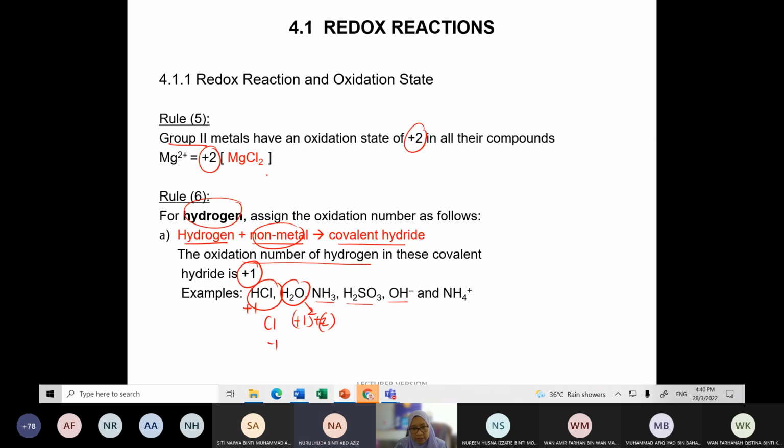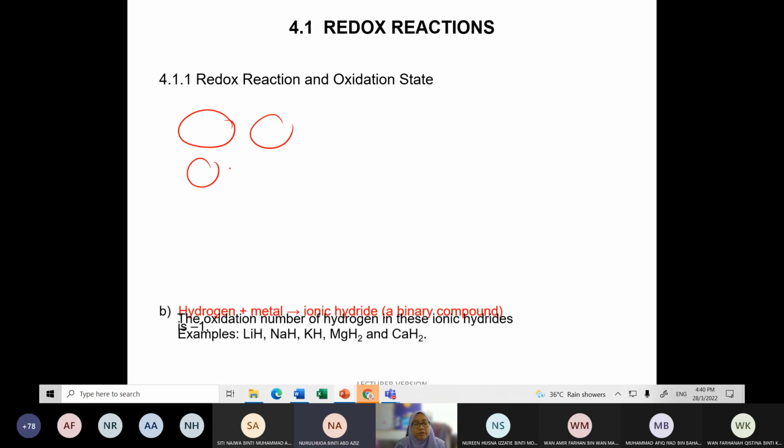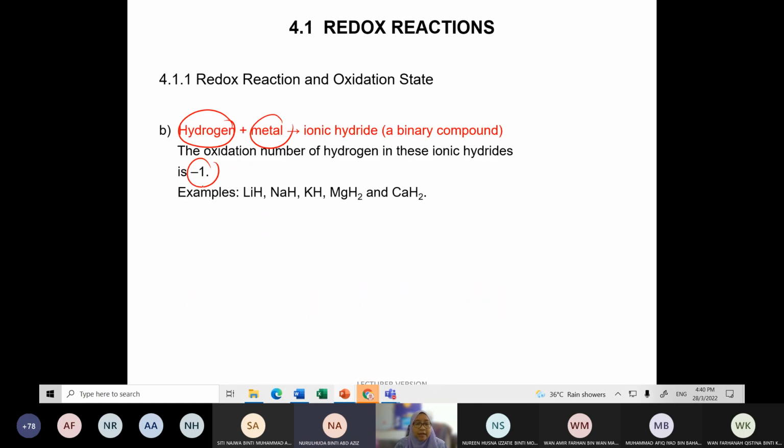Just now dia jadi hydrogen saja. Dia akan carry the positive 1. Okay, this one pun still hydride tapi dia akan carry negative 1. For example, if they combine dengan lithium. So we know that lithium will carry the positive 1. So hydrogen in this case, or also known as hydride, it will carry the negative 1 oxidation number.